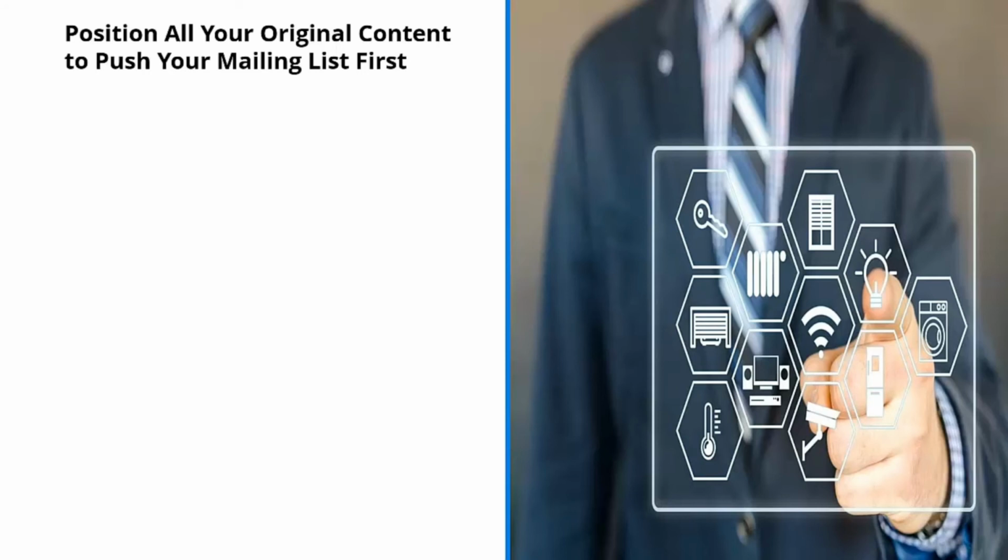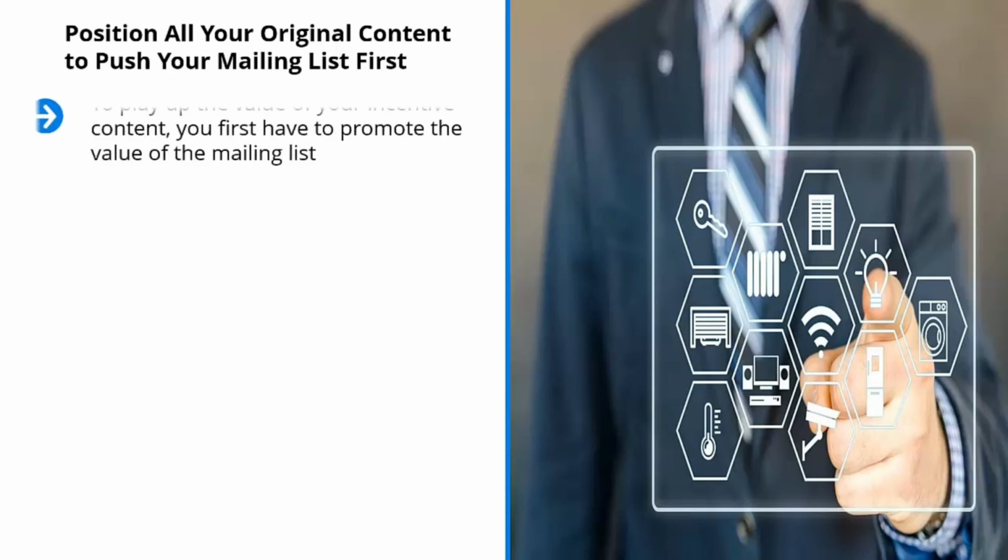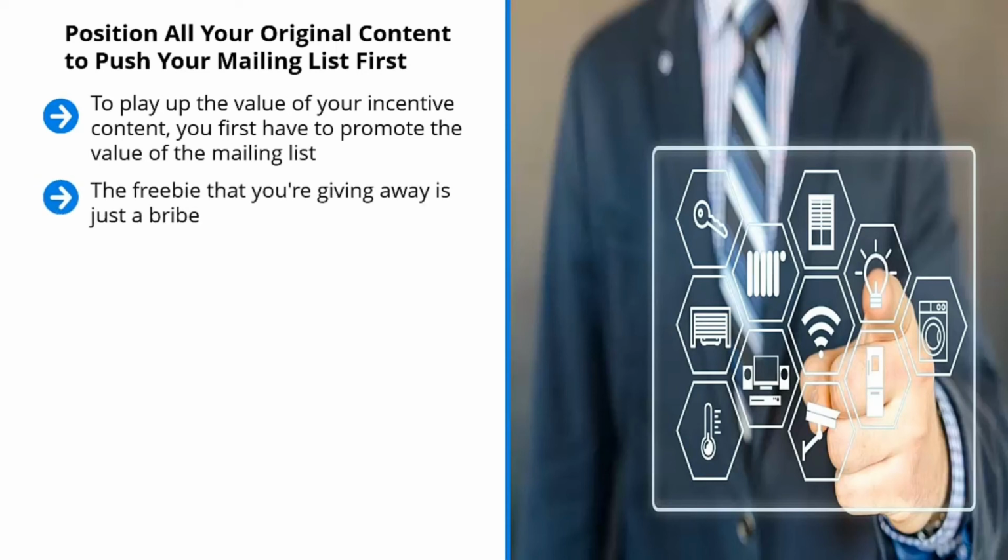Position all your original content to push your mailing list first. To play up the value of your incentive content, you first have to promote the value of the mailing list. I know this sounds counterintuitive, but if you think about it, it makes all the sense in the world because, in reality, it's the mailing list they're signing up for. The freebie that you're giving away is just a bribe. It's intended to get people to enter their email address and nothing more. If you were to use all your original content to play up the fact that people can get this additional content, don't be surprised if people sign up to your list and quickly unsubscribe because they really don't care about your list. Again, you're walking a tightrope here.